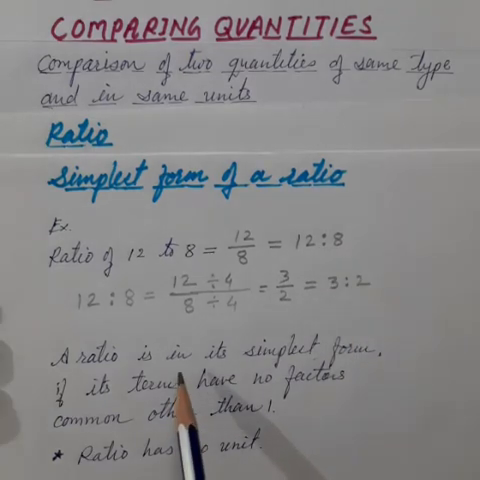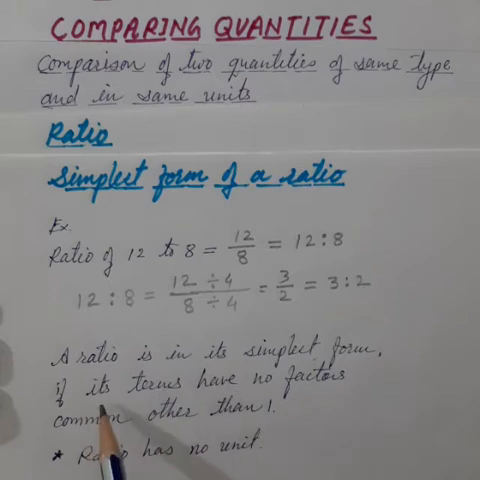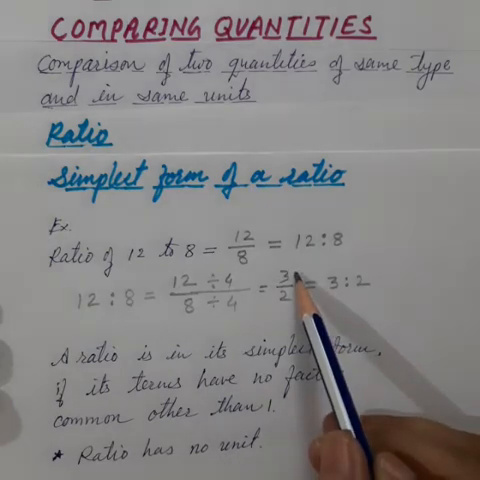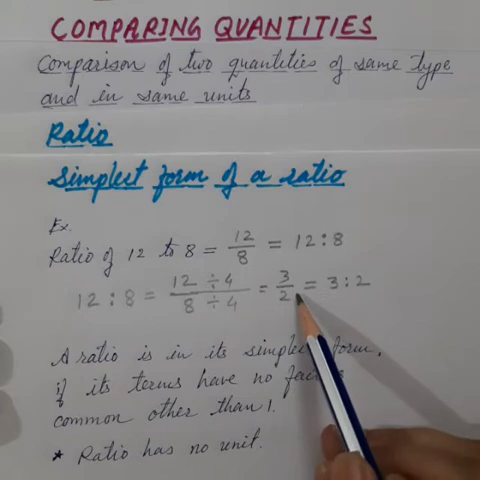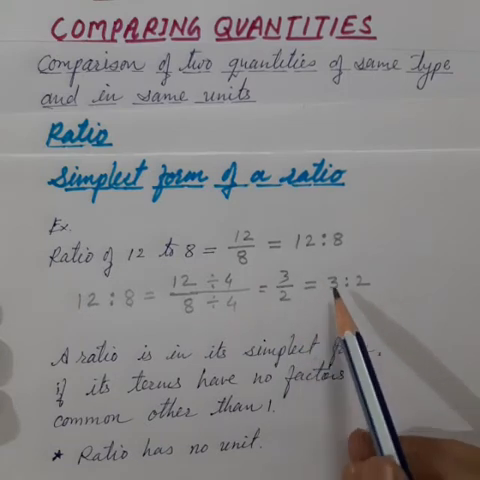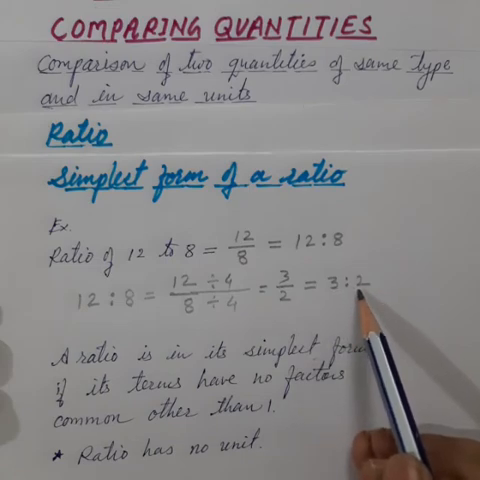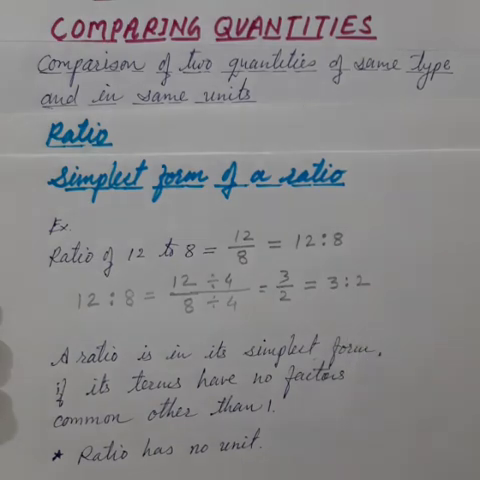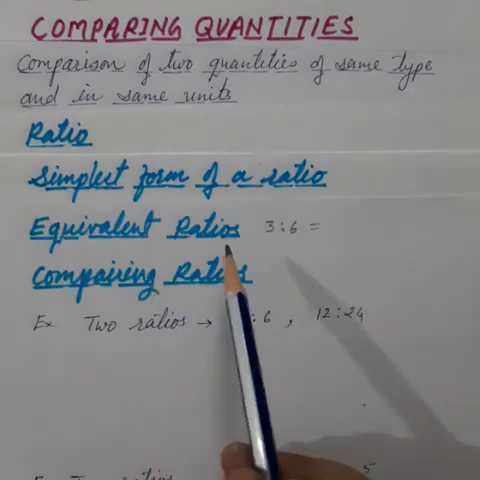In the simplest form of a ratio, its terms have no factors common other than 1, and a ratio has no unit, because if we write meter in the numerator and meter in the denominator, the units cancel and the ratio we get is independent of unit.